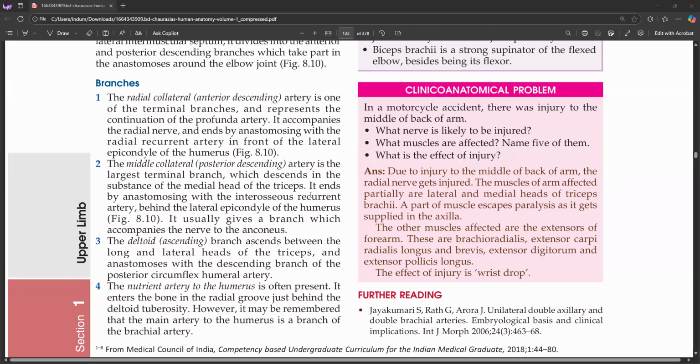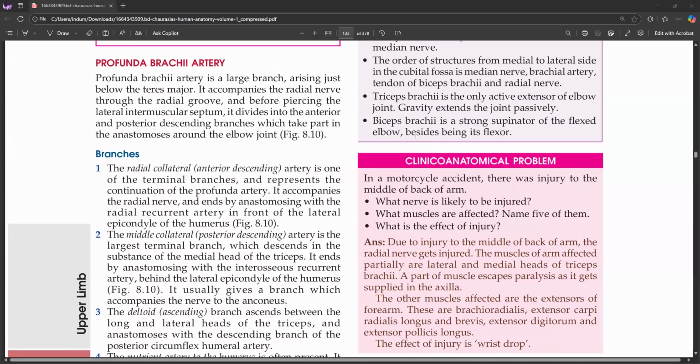Number 3. The deltoid or ascending branch ascends between the long and lateral heads of the triceps and anastomoses with the descending branch of the posterior circumflex humeral artery. Number 4. The nutrient artery to the humerus is often present. It enters the bone in the radial groove just behind the deltoid tuberosity. However, it may be remembered that the main artery to the humerus is a branch of the brachial artery.